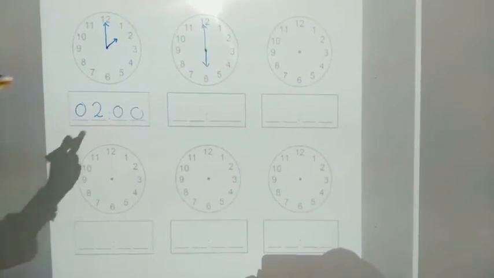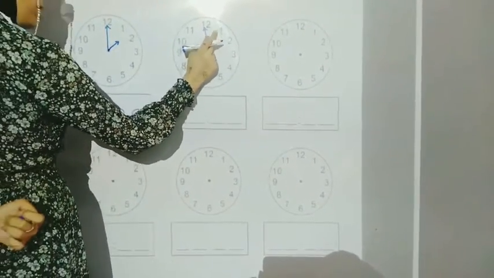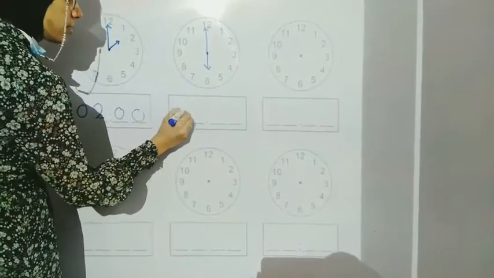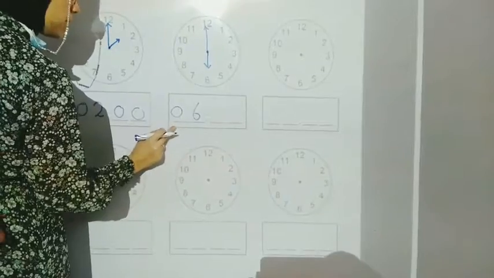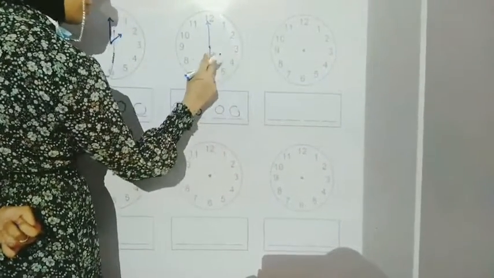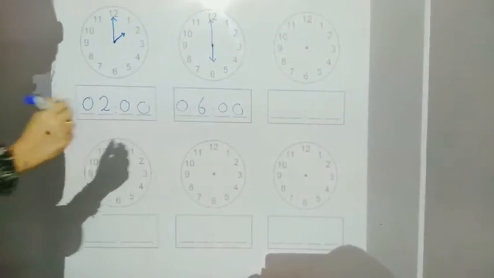With the short hand pointing to 6 and the long hand pointing to 12, it will be 6 o'clock. I write 6 in the hour place, while in the minute place, I write 0 and 0 because it points to 12. Here.